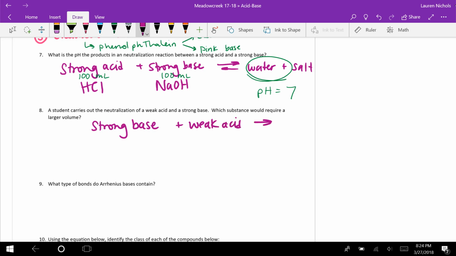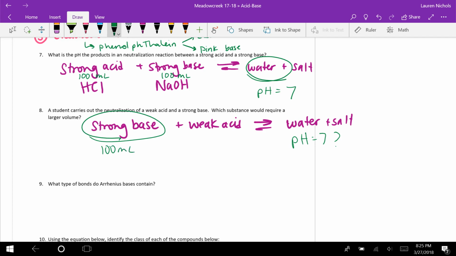Now, if the goal of a neutralization reaction is to produce water and salt, and obviously neutralization, you're trying to get to a pH equal to 7, if you have a strong base, let's say we have 100 milliliters of it, you're going to need a lot more acid than 100 milliliters in order to compensate for the fact that the acid is weak. It's not producing as much ions because it doesn't dissociate enough. So we're going to need a lot more of this weak acid in order to compensate for it.